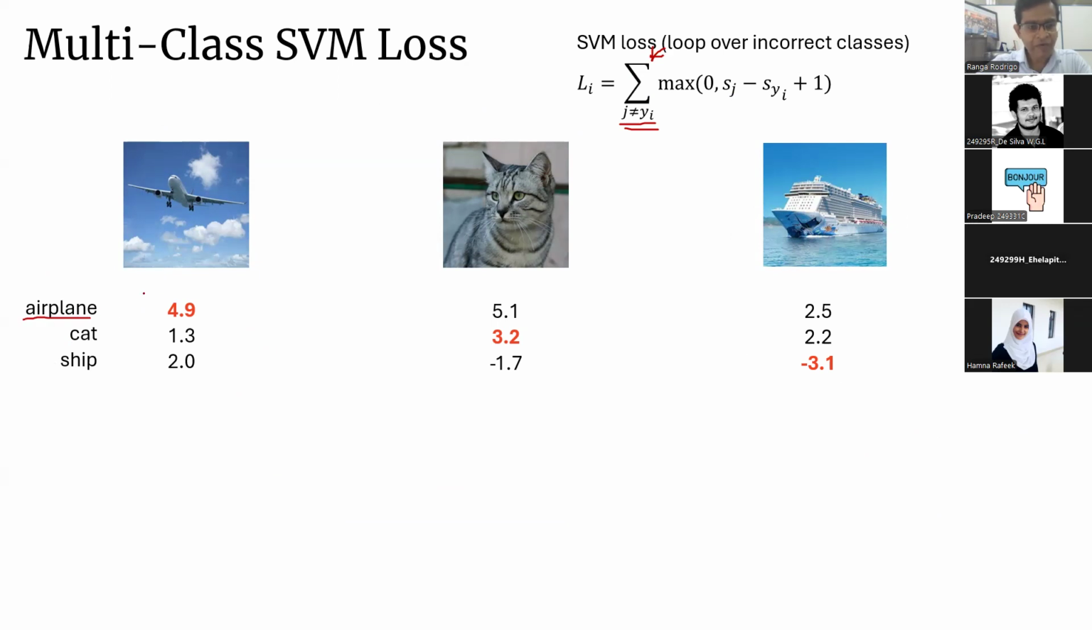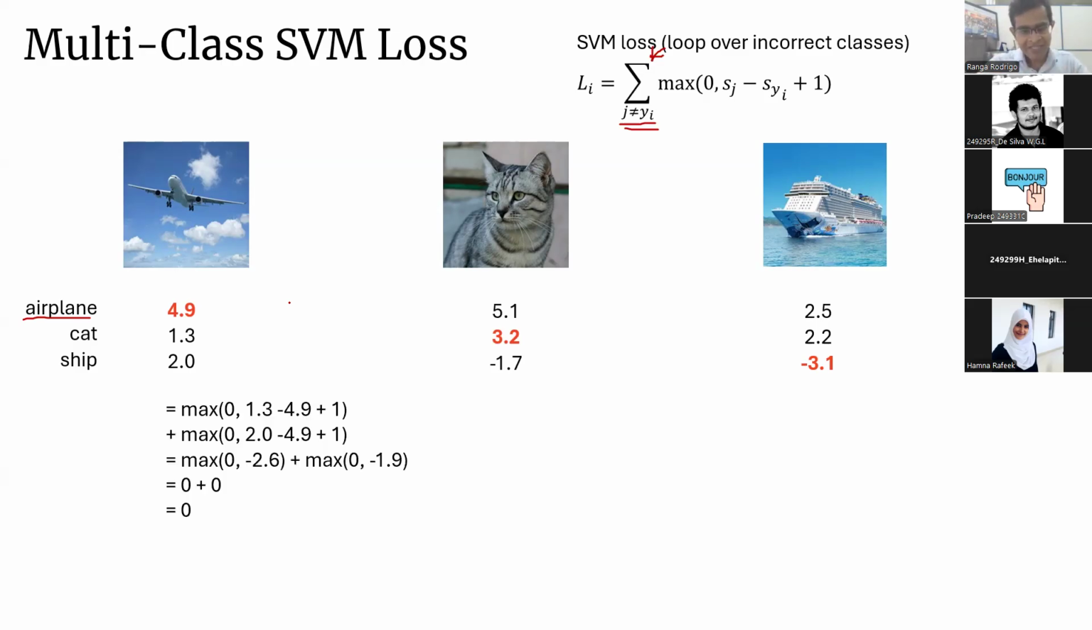So correct class score is 4.9. Cat score is 1.3. Ship score is 2.0. You can already see the correct class score is much higher, higher than 1.3 plus 1, higher than 2.0 plus 1. So therefore, it will not make a loss for this example. Let's see that. Maximum value between 0 and 1.3 minus, subtract the correct class. Yes, this is Sj, right? Syi. These are the Sjs.